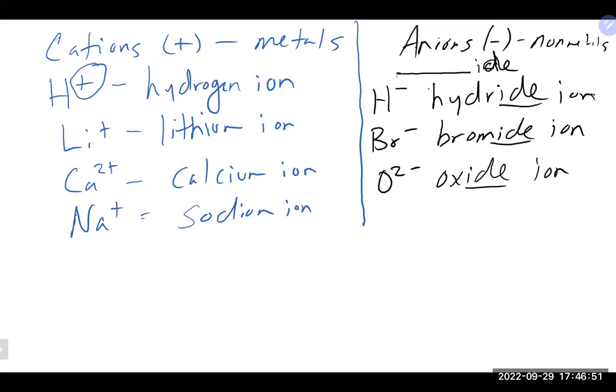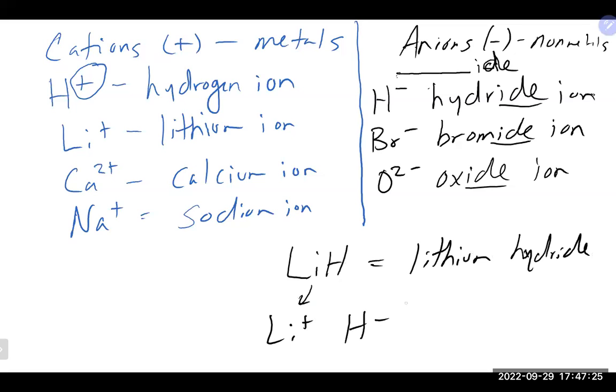Now, as you can see there, hydrogen is an unusual element. It is really one of the only ones that could go both ways. It can be positive, and it is positive usually in most cases. It can be negative though, and it can be negative when it follows after a metal. So if you had something like LiH, this would be lithium hydride, and this would be made up of a lithium ion and a hydride ion here. Any questions on ions and how to name those?